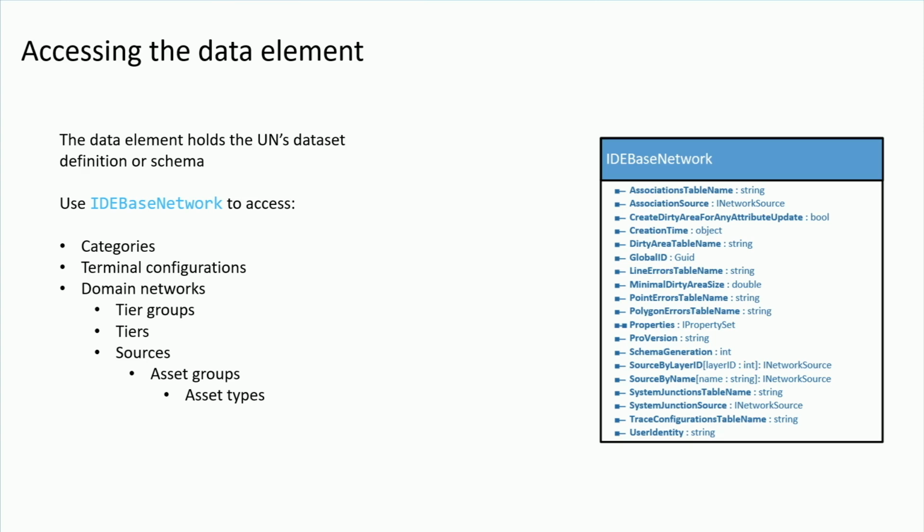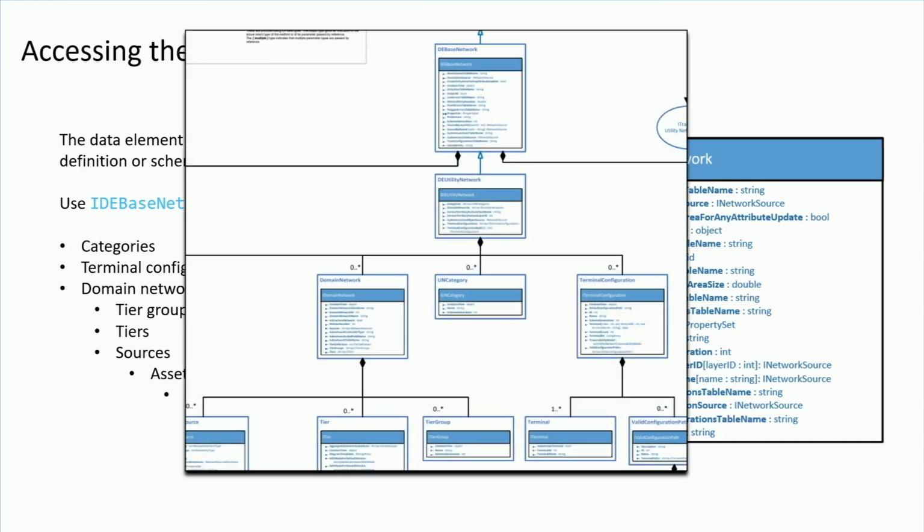Right. And as I alluded to before, the data element is something you can use to get information about your utility network. So for example, the domain networks and network sources. What we want is the IDEBaseNetwork object, and I'll show you how to get that in a little bit. But as you can see, you can access certain information from it, like domain networks again, and tiers, and asset groups, asset types, which are very important if you want to work with it. And again, here's a subset of the OMD, but larger information will be shown later.